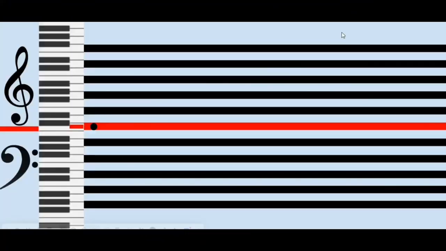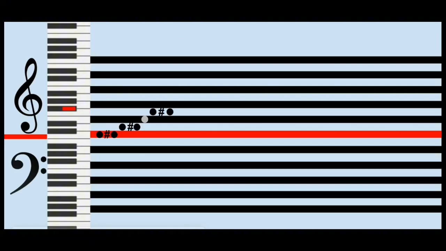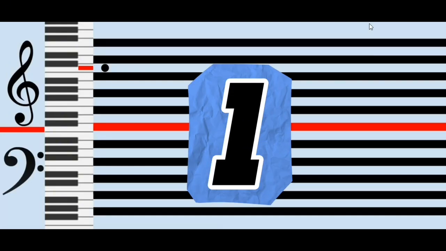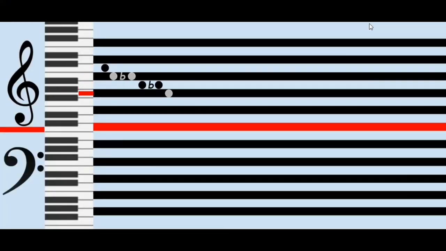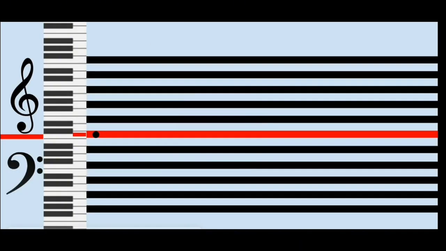Number 1, create an ascending chromatic scale starting on this pitch using only sharps and naturals. Number 2, create a descending chromatic scale starting on this pitch using only flats and naturals. Number 3, starting on this pitch, create an ascending and descending chromatic scale using sharps and flats only.